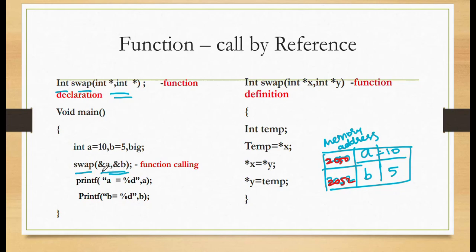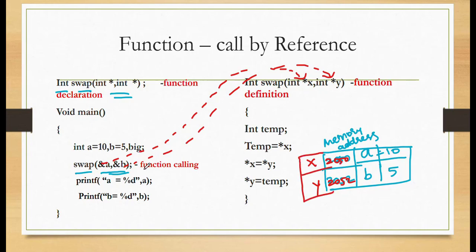So in the function calling, I passed the addresses to the function. I passed a to x and b to y. So this 2050 value is given to x and this 2052 is given to y. Clear, right? After function calling, the address of a is passed to x and the address of b is passed to the pointer variable y. Now come inside the function definition.